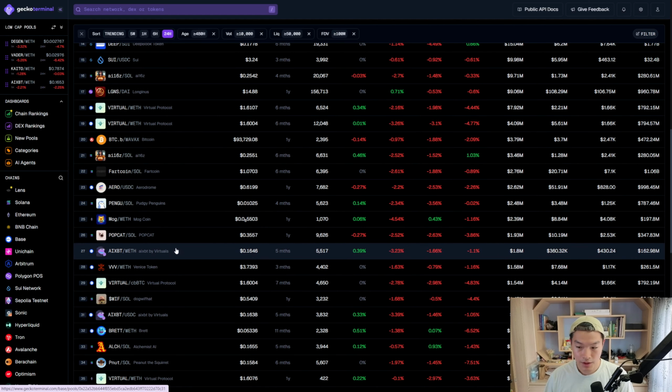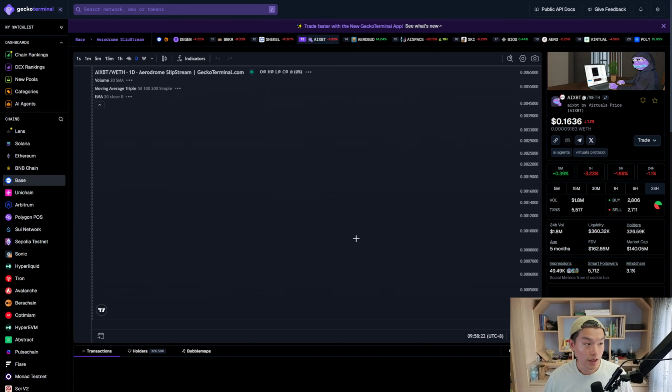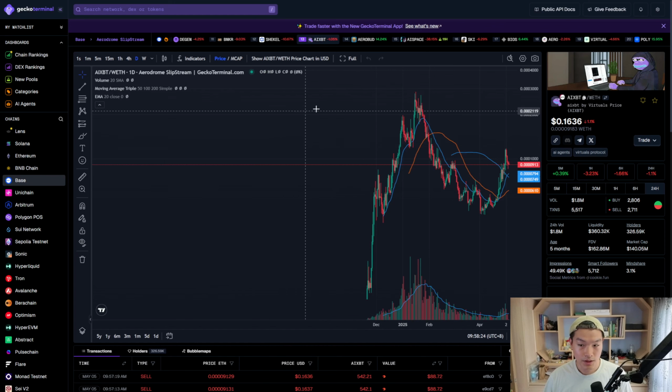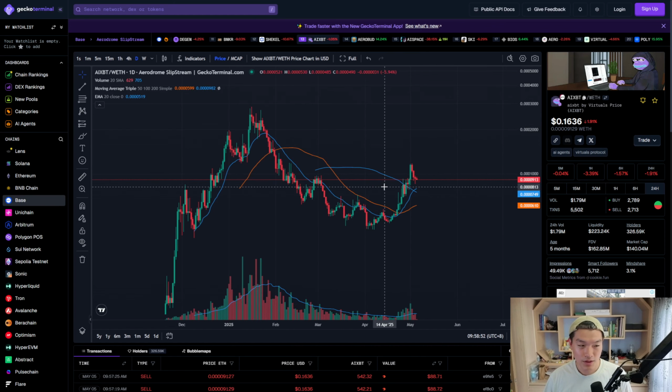And then I ended up choosing this AI XBT and ETH pool. So if I click on that AI XBT and ETH pool, it's not very clear which DEX it's on. It took me a while to find, but maybe that's my own issue. But the DEX is here, the Aerodrome Slipstream.